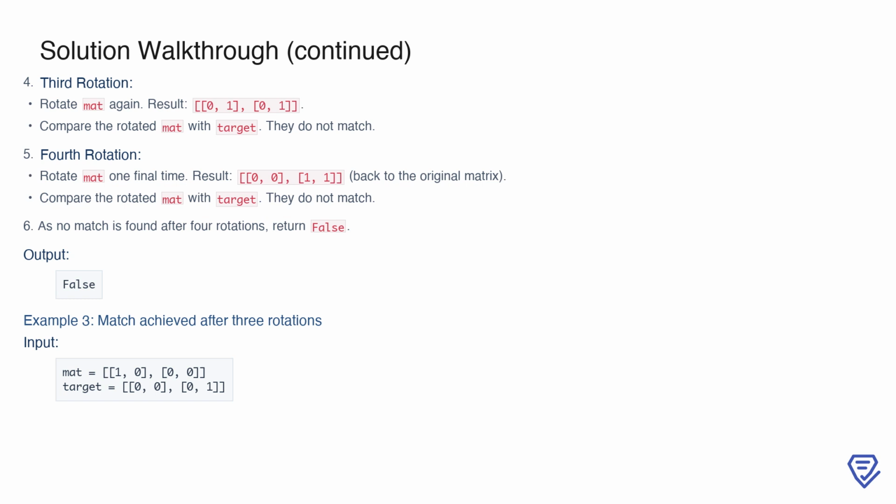Since we've completed 4 rotations and none of them produced a match, we conclude that it is not possible to transform mat into target through rotations. Therefore, we return false as the output for this example. Next, let's consider another example where a match is achieved after multiple rotations.